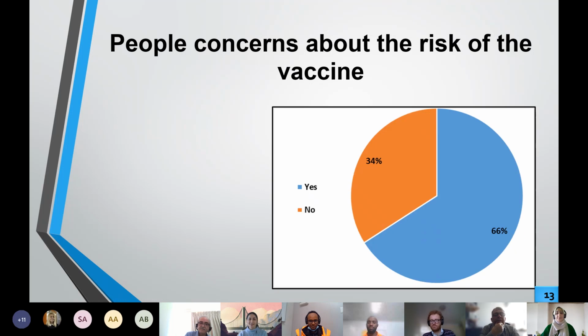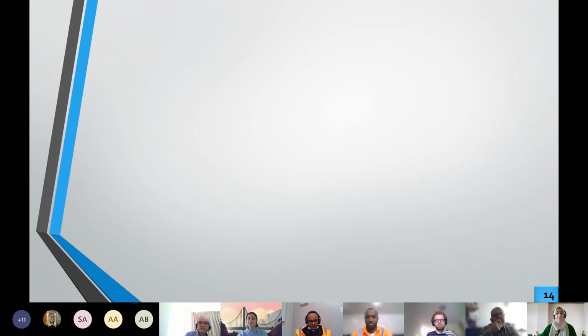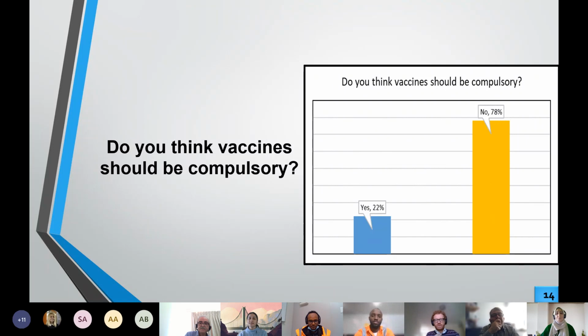As you can see in this slide, 66% of the participants had concerns about the risk of the vaccine, such as the vaccine being inefficient, future side effects, and infertility. The result showed that 68% of the participants did not agree that the vaccine should be compulsory.